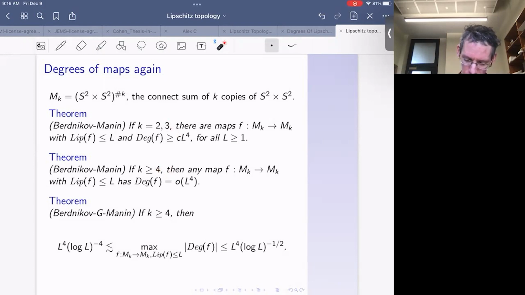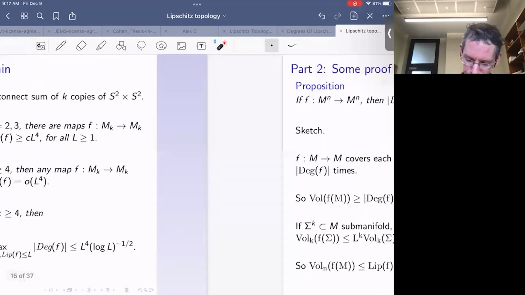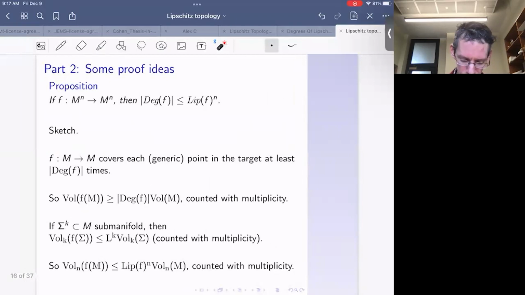So we're going to try to build up to talking about what these maps are like and giving at least a hint of what causes this transition and maybe how a proof of a bound like this goes. All right, so let's start to talk about some proof ideas, and we'll start with the most fundamental thing. If we have a map from a manifold to itself, why is the degree bounded by the Lipschitz constant to the n? So here's a sketch.